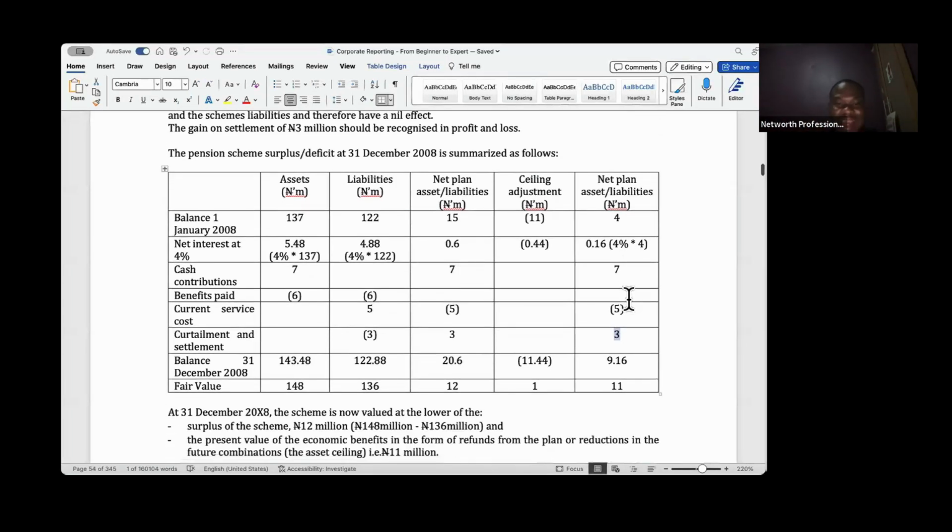And see, I never asked any question on asset ceiling. So this is me going extreme for you guys. ICAN exams are usually simple to a large extent. They don't usually come up with questions as deep as this. But I can assure you that if you put in the effort to understand this, you are covered for your exam. I'm 100% telling you this.